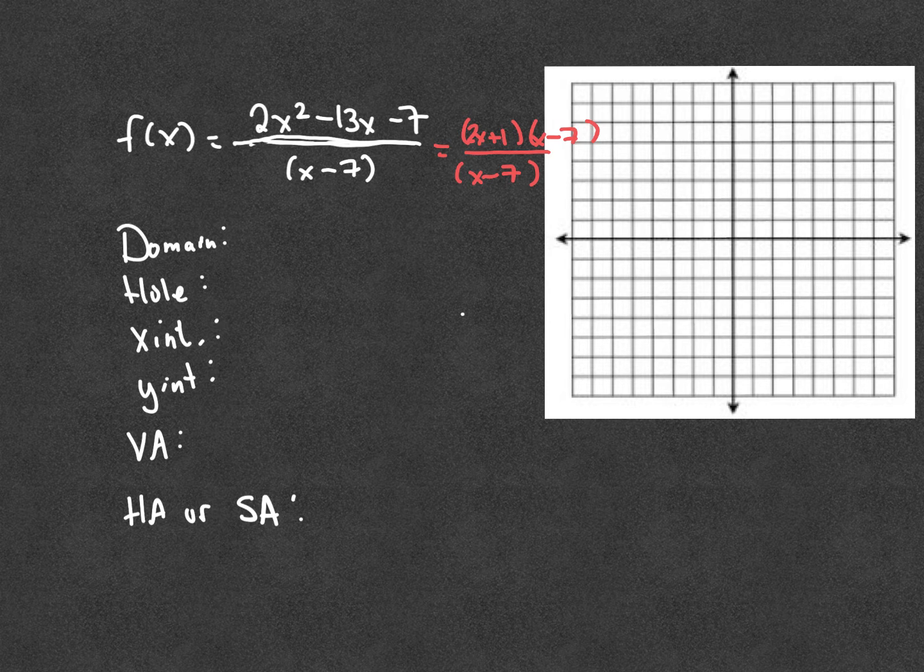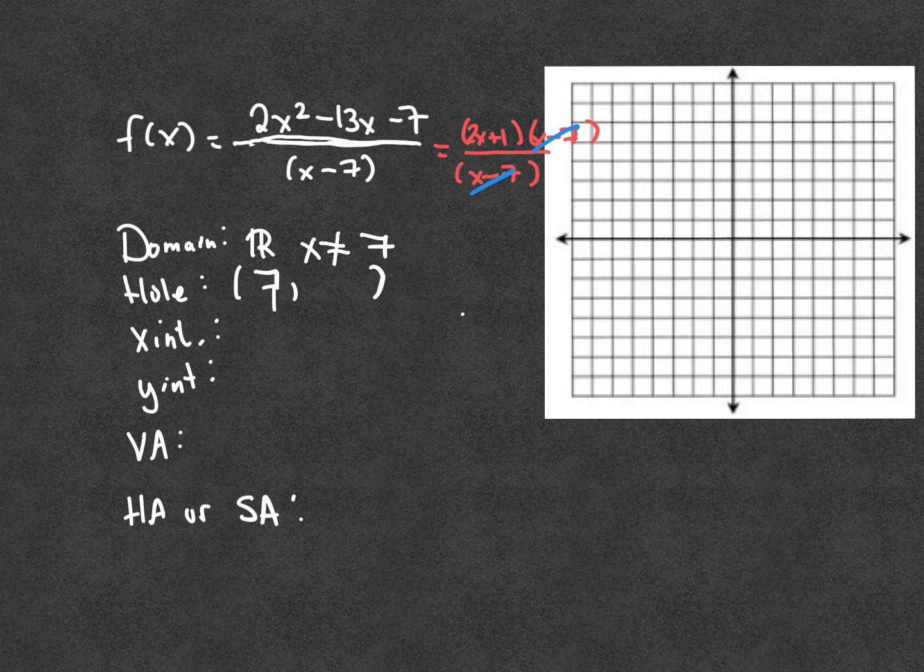So you can certainly check that by foiling. You can factor it any way you want. But I will certainly be able to cross those out. So my domain is going to be all reals except the 7 that I canceled out. But when I do cancel that, remember I get a hole. I get 7 comma something.